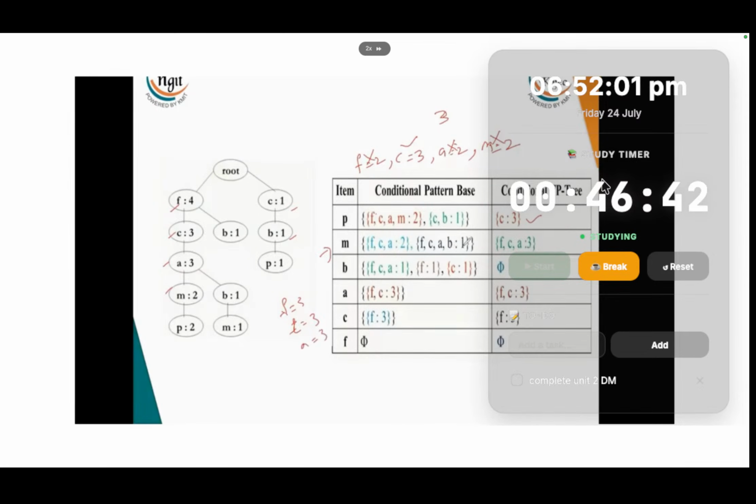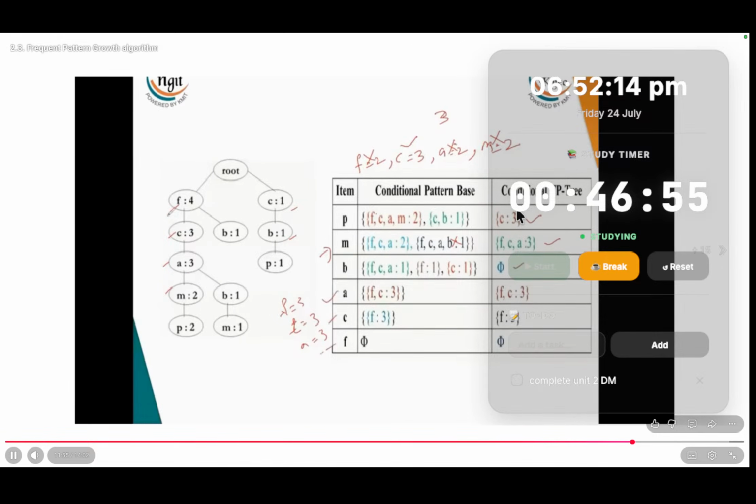When you consider B, it is repeated only 1 time, and it is not satisfying the condition. So this B is eliminated, right? So now FCA is considered. Next, when you go for the item B, here none of the items are repeated enough to satisfy the support count. F is repeated only 2 times, C is repeated 2 times.